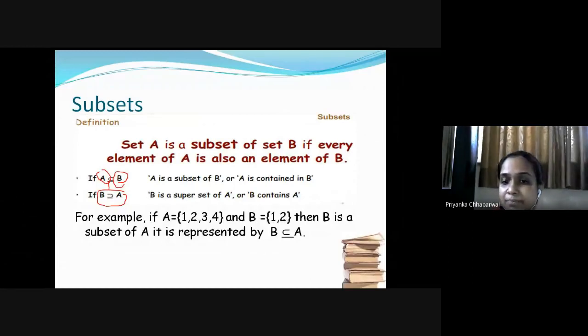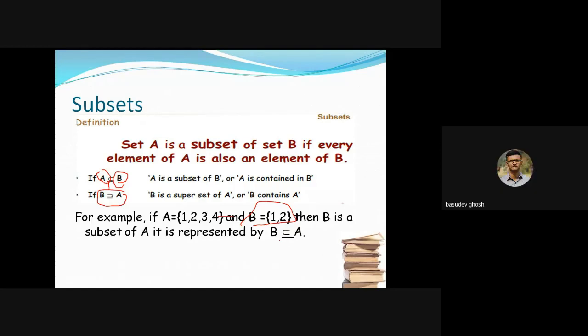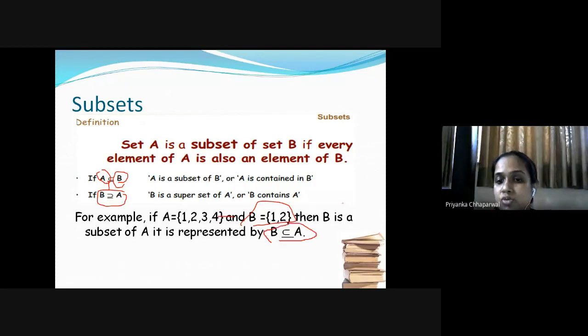So we say that B is a subset of set A. Why is B a subset of set A? Whatever elements are in set B, they also belong to set A. जो भी element आपका set B में है, it also belongs to set A. Then B is a subset of set A. So here A is the superset and B is the subset.